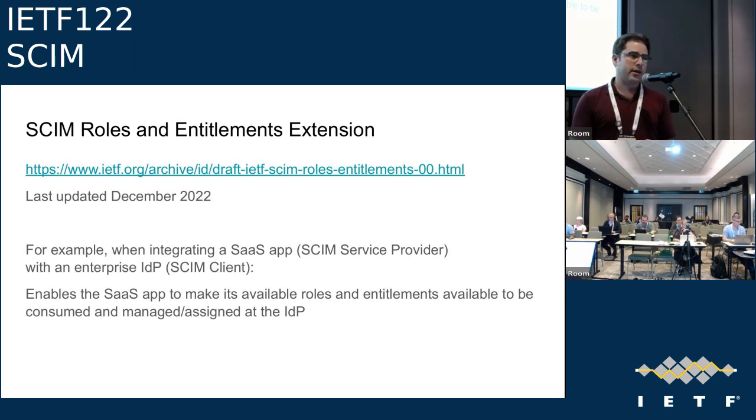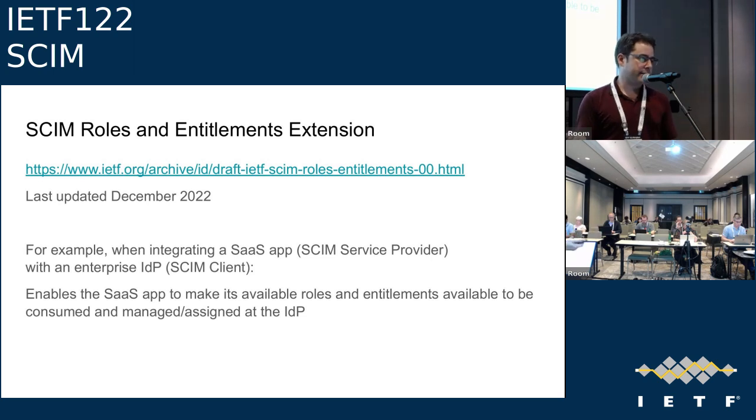This kind of is the other half of the picture. This draft enables the SCIM server, which in some cases would be the SaaS application, to actually make its roles and entitlements available to be managed by the IDP or the SCIM client. Then allowing the IDP to communicate those back to the SCIM server, closing that loop. So it's completing the picture of what was only half described in the SCIM core vocabulary. So this has been out there.